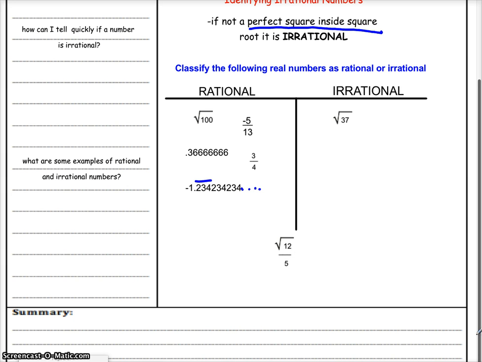Square root of 12 over 5. Irrational. Now here's the tricky part. You're like, well, it's a fraction, right? Fractions are rational, but a fraction has to be a ratio of two integers. This is not an integer. This is an irrational number, which means the whole thing will be irrational. Okay. Good. That's my learning target for today: just can you define rational and irrational?